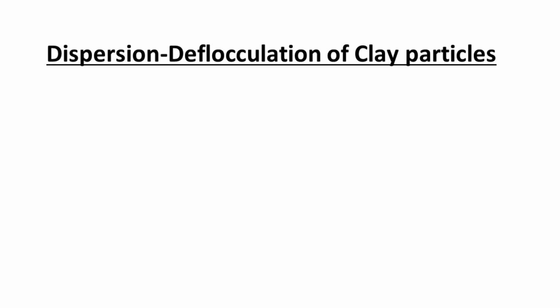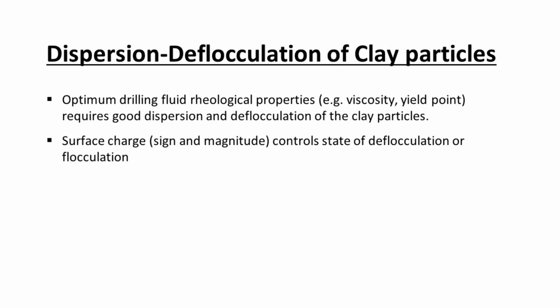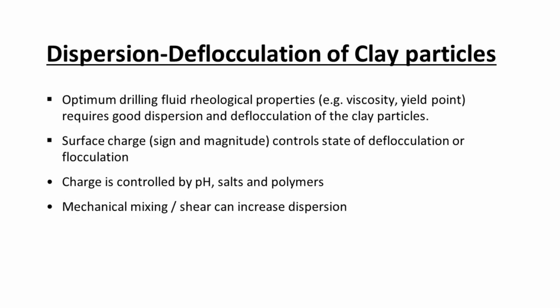Dispersion and deflocculation of clay particles is crucial because they are required for optimal rheological properties of the drilling fluid. As explained before, the sign and magnitude of the surface charge controls the state of deflocculation or flocculation. Like charges repel and opposite charges attract. The more like charges we have on the surfaces of the sheets, the more dispersed the clay will be. These surface charges can be controlled by pH, salts, and polymers. The dispersion can also be increased by mechanical mixing and shear.